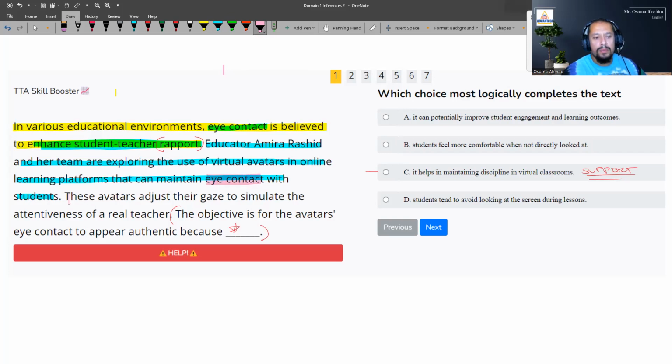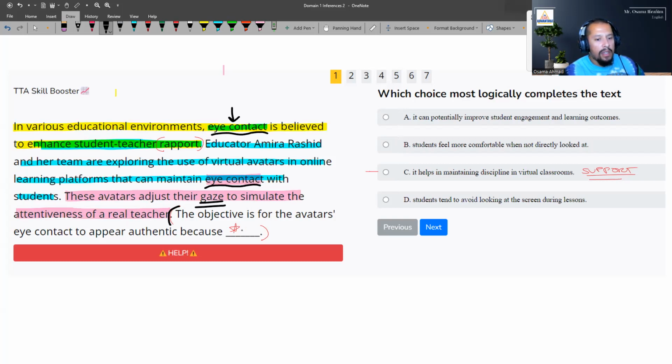Very good. Let's continue. These avatars adjust their gaze to simulate the attentiveness of a real teacher. Okay. So what do the avatars do? They are trying to act like a teacher. And how do you think they can act like a teacher? What are we discussing? The text tells us by their gaze. What is a gaze? Eye contact. Eye contact, right?